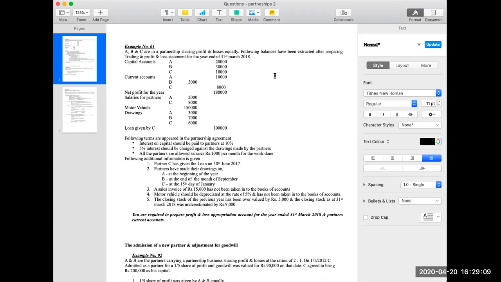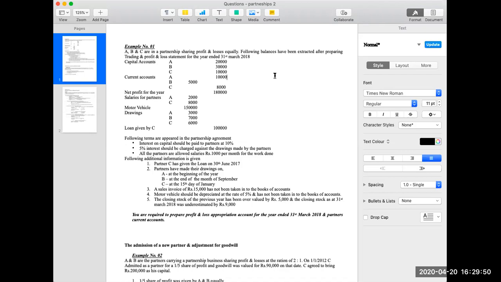Then we are asked to prepare the partners' current accounts, another T account, with separate columns for each partner. On the top of each column, you have to write the names of the partners. So A, B, and C. Opening balances, current account: A, 10,000 credit, B, 5,000 debit, C, 8,000 credit. So these are the opening balances and the accounts we have drafted. Now we'll look into each and every item. According to this calculation, you will see there are certain adjustments that we need to make.